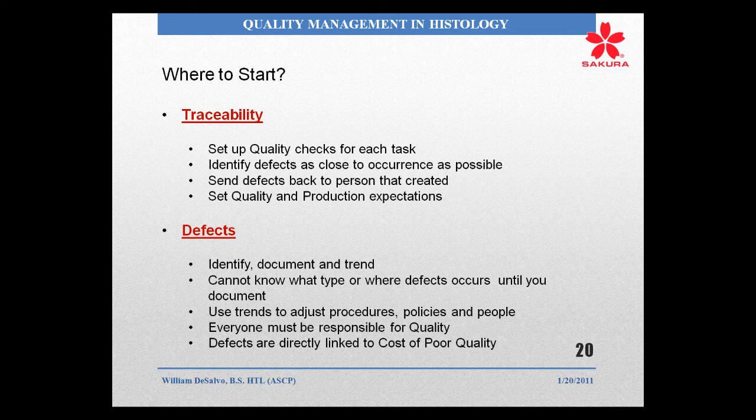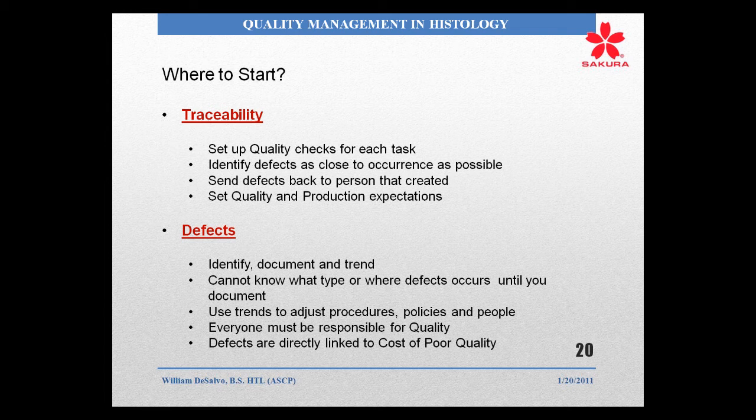So it's important that you identify, document, and trend what those are. Again, this is not a punitive thing, but a way of improving: continuous quality improvement, process and people improvement. You can't know what type or where defects occur until you document them. You have to be consistent, and you have to make sure that you understand exactly what's happening.